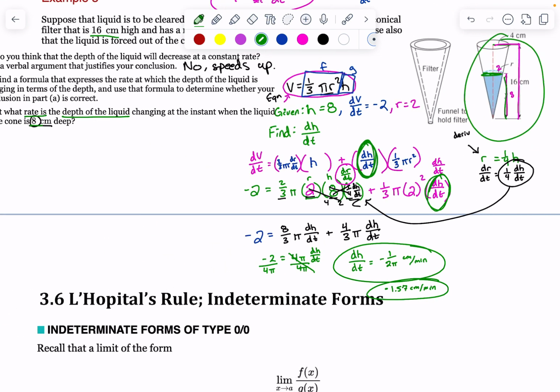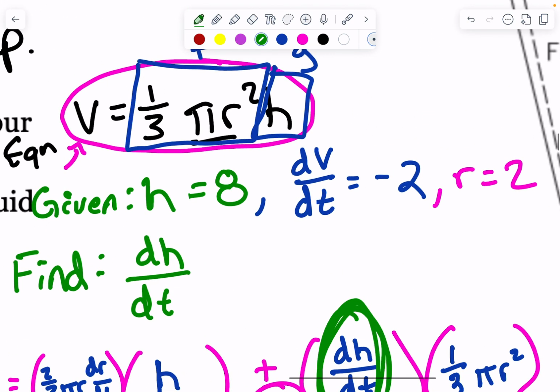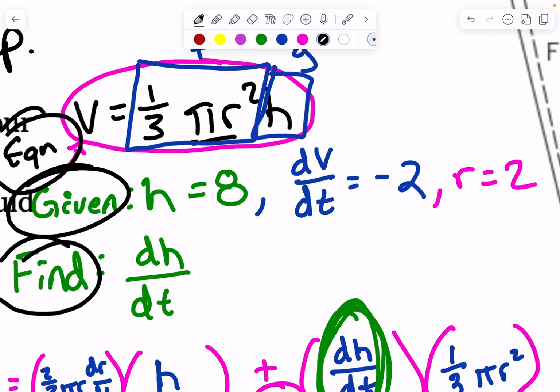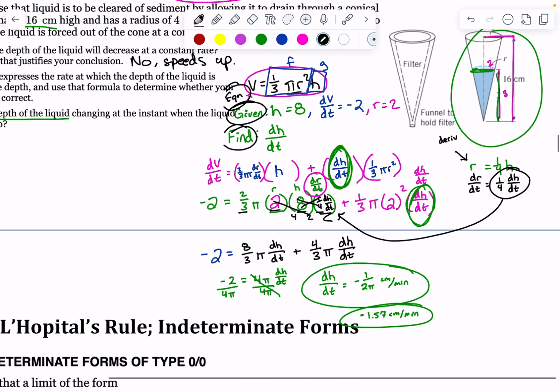Okay, good. So I encourage you on these problems to separate your stuff: equation, given, find. If you've written all the given down, start to take the derivative and fill in the pieces. That's a lot of stuff.